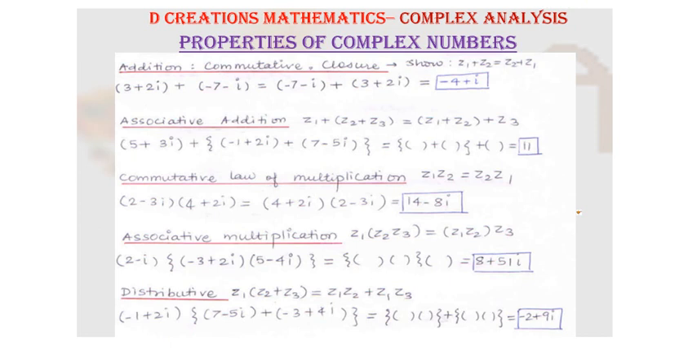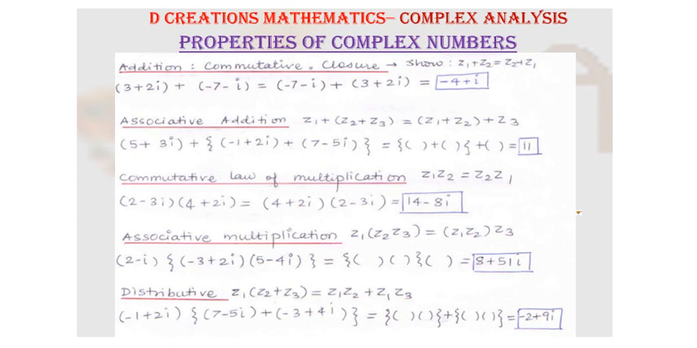Now similarly, addition is associative. So just as in the case of commutativity, we saw that z1 plus z2 is equal to z2 plus z1, in case of associative property, z1 added to the addition of z2 plus z3 gives you the same result as the addition of z1 plus z2, to which z3 is then added.